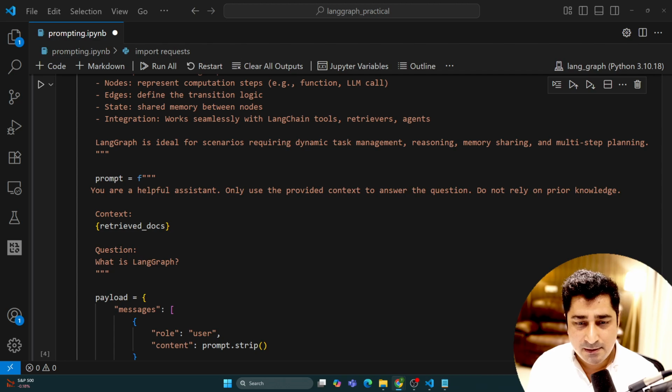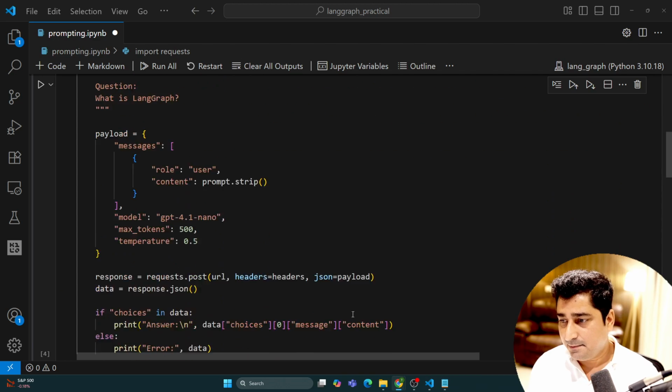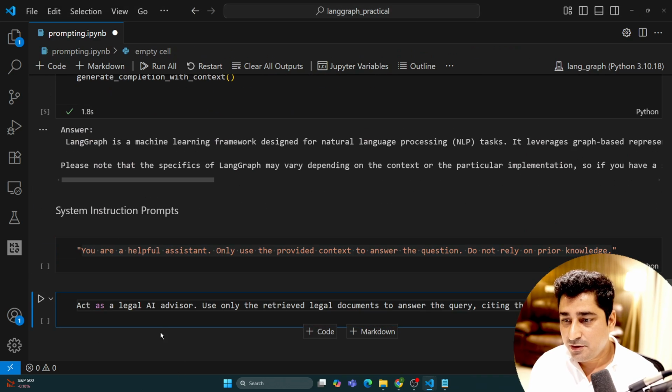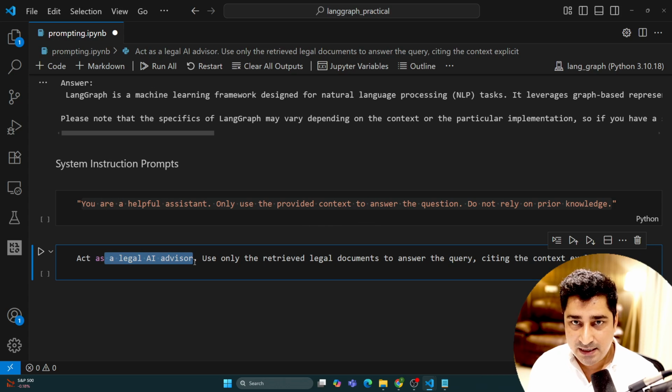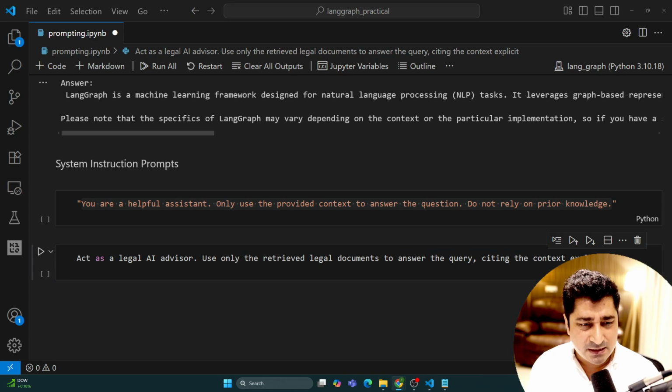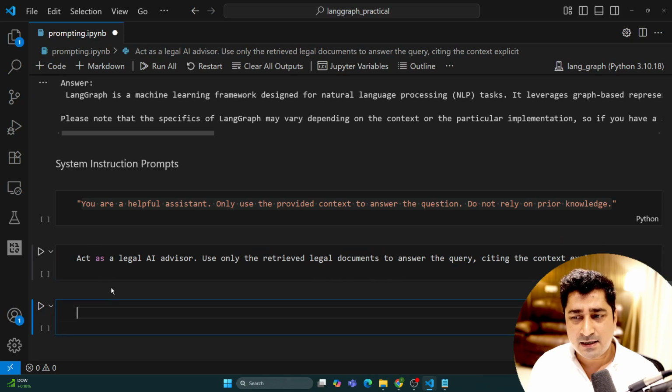I'll show you another example. Instead of that message, let's suppose I say, act as a legal advisor. Simply, I'm defining the role of the model: try to act as a legal AI advisor. Use only the retrieved legal document to answer the query, citing the context explicitly. It's explicit. In this way, again, I'm defining a role clearly, and I'm defining the scope clearly. This is just a prompt, guys, just English, but it matters a lot with respect to the LLM.